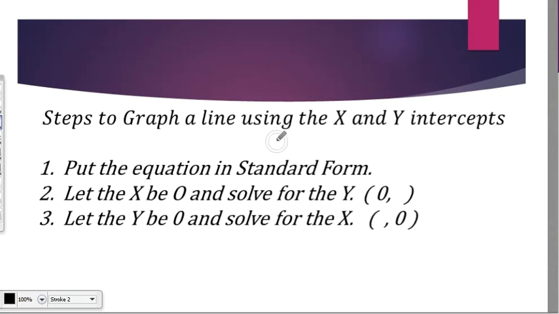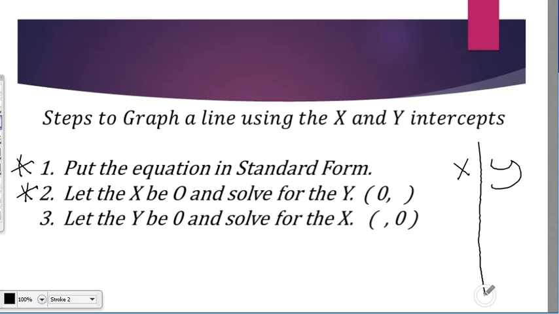Okay, so let's go ahead and try and graph a few lines using these three steps. We're going to put our equation in standard form. We're going to let the x be 0 and solve for y. So we're basically just going to set up a table of values like we did in the last lesson, graphing using a table of values. And we are going to pick 0 for the x, we're going to pick 0 for the y, and then we're going to plug those into our linear equation and solve for the other coordinate.